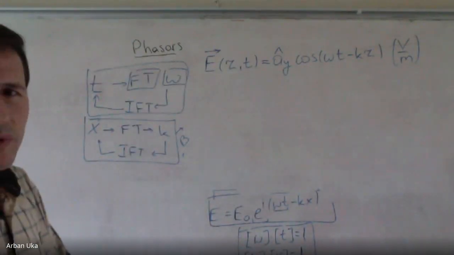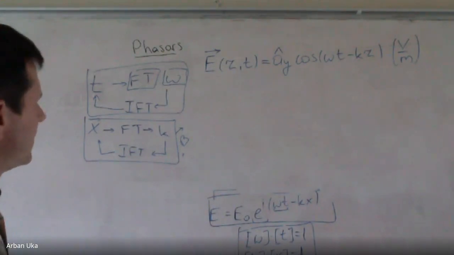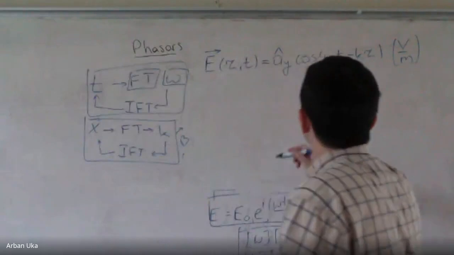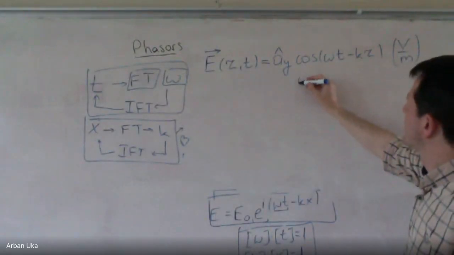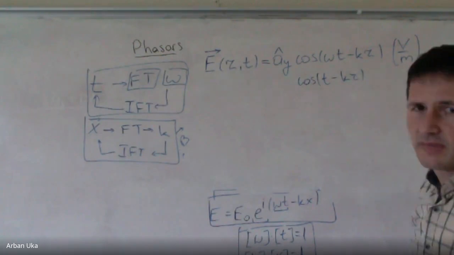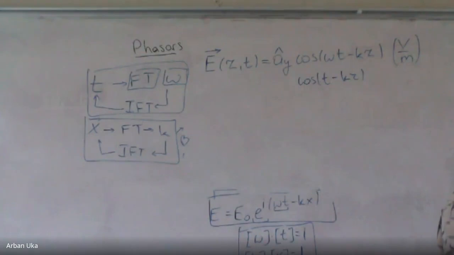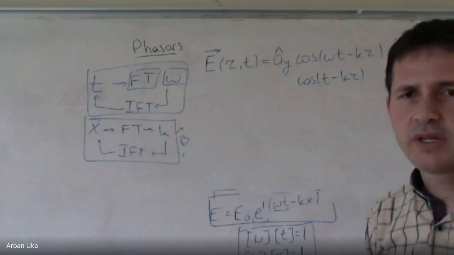Let me ask you one short question, and I want an answer from you. What would you say if this expression was like this, cosine t minus kz? Would this be wrong? What can you conclude here?